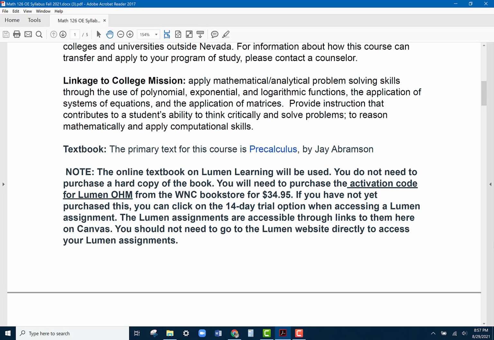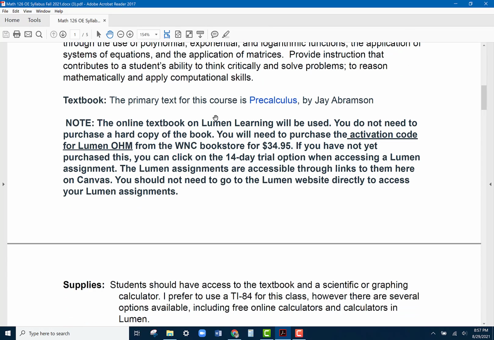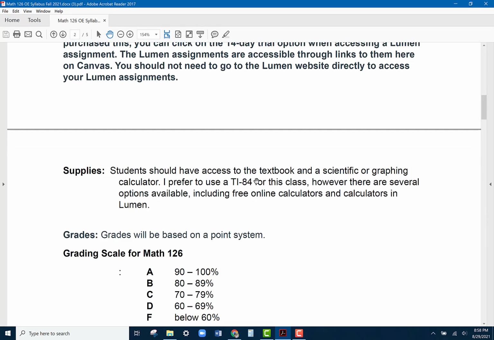The textbook for the course is Pre-Calculus by J. Abramson. This textbook is embedded in the course already. To access these materials there is a fee to pay, and you can get a temporary code from Lumen itself that'll work for, I believe, 14 days, or you can get the code directly from them for the course. It might be cheaper, or you can go to the bookstore for $35.95. So you'll need that to access and do your homework and the quizzes.